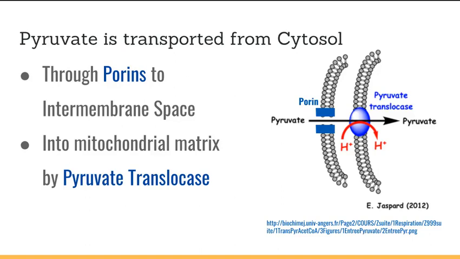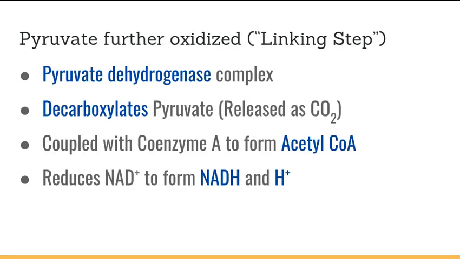Under conditions where oxygen is available, pyruvate is transported from the cytosol through the porin proteins to the intermembrane space. Here it couples with protons and is transported into the mitochondrial matrix by a protein called pyruvate translocase. Pyruvate is then further oxidized in the mitochondrial matrix during a step otherwise called the linking or intermediate step.